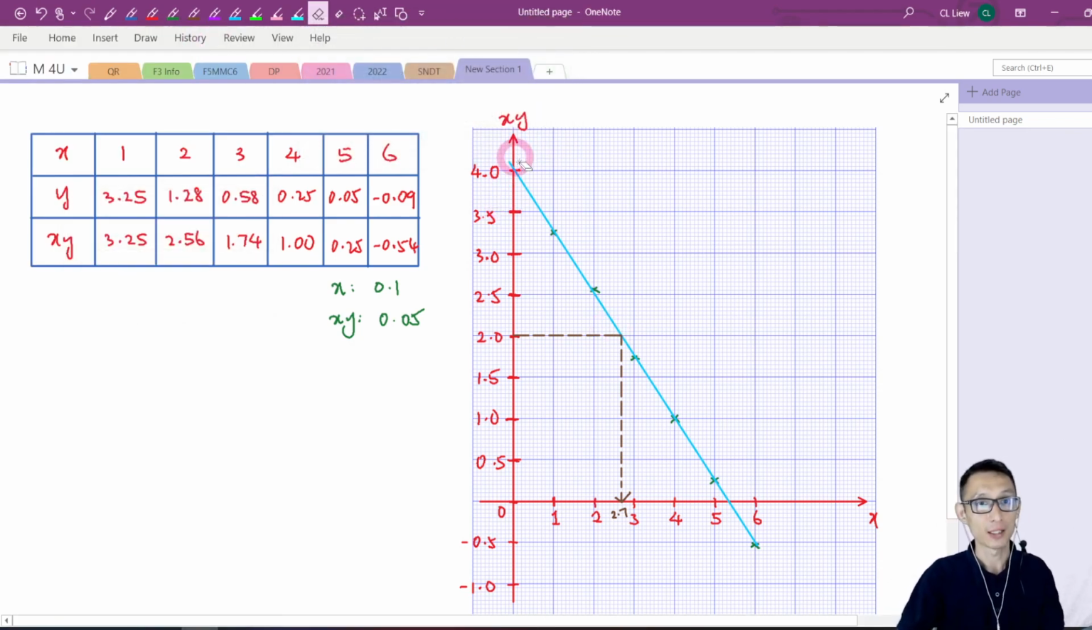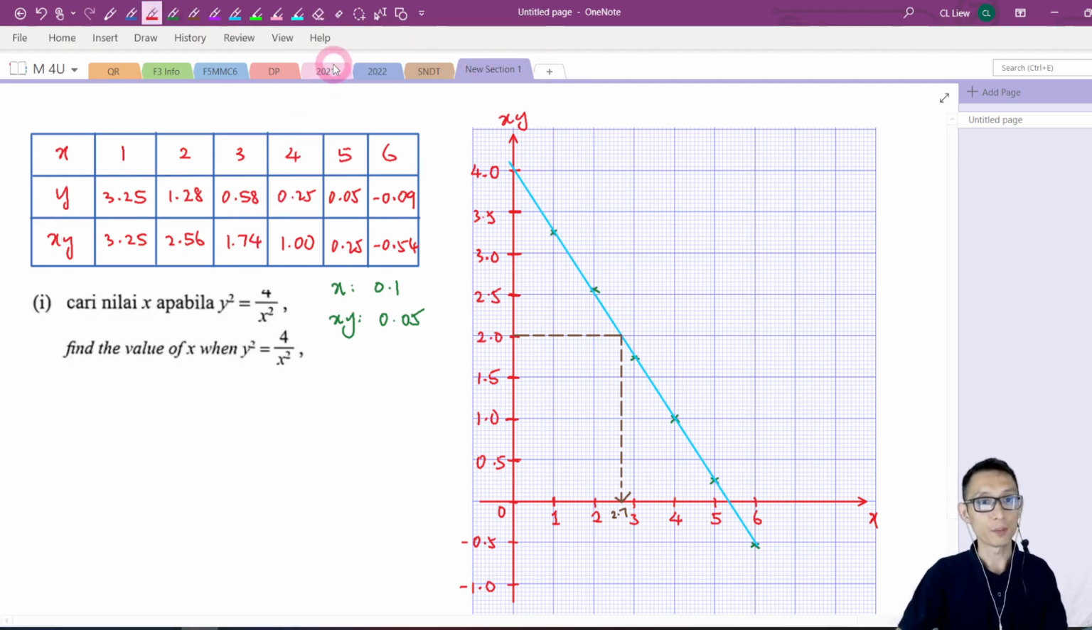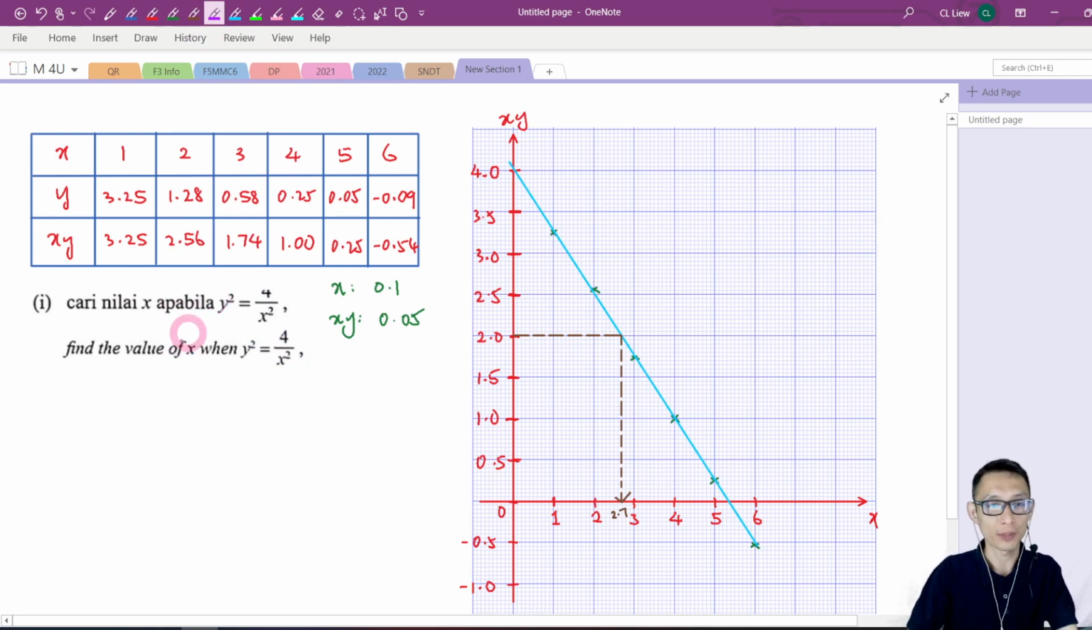Okay, now let's proceed to part B. This is B part 1. We want to find the value of x when y squared is equal to 4 over x squared. Okay, this is a little bit tricky, so you need to do some calculation over here.